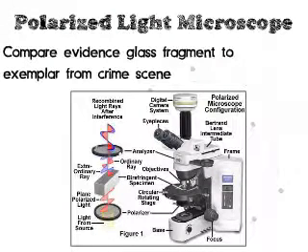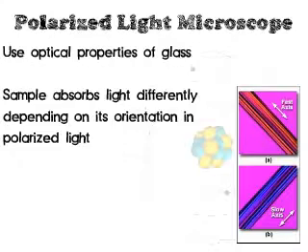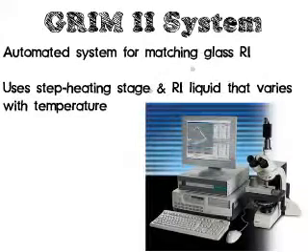Most forensic services laboratories use a polarized light microscope to compare glass fragments collected at the crime scene. A polarized light microscope uses the optical properties of glass. A glass sample absorbs light differently depending on its orientation in polarized light. Laboratories also use the GRIM2 system, which is an automated system for identifying a glass's refractive index.